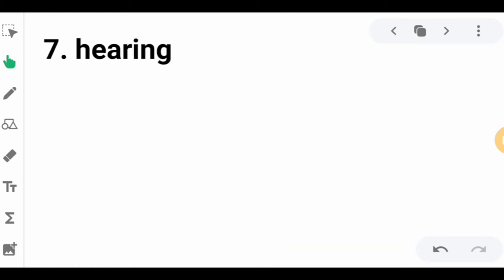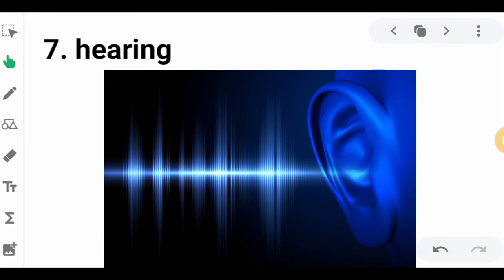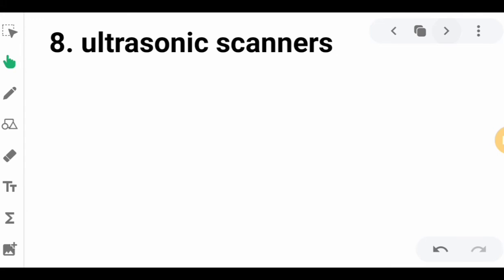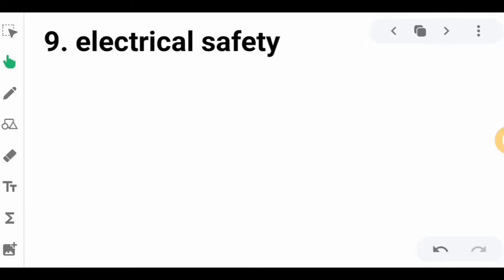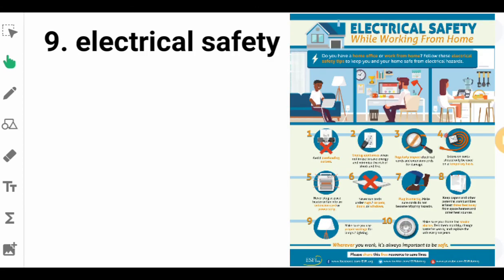Also we have hearing. Hearing is the perception of sound. Sound will be the first example of a wave phenomenon. Then we also have ultrasonic scanners, so we will be studying the applications of ultrasound. Next we have electrical safety, since physics also studies electromagnetism, electronics, and basic electricity. We will be applying medical science in terms of electrical safety.